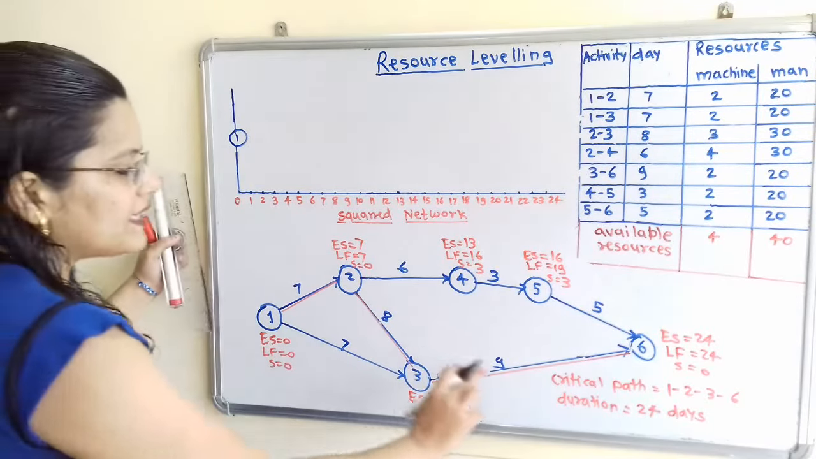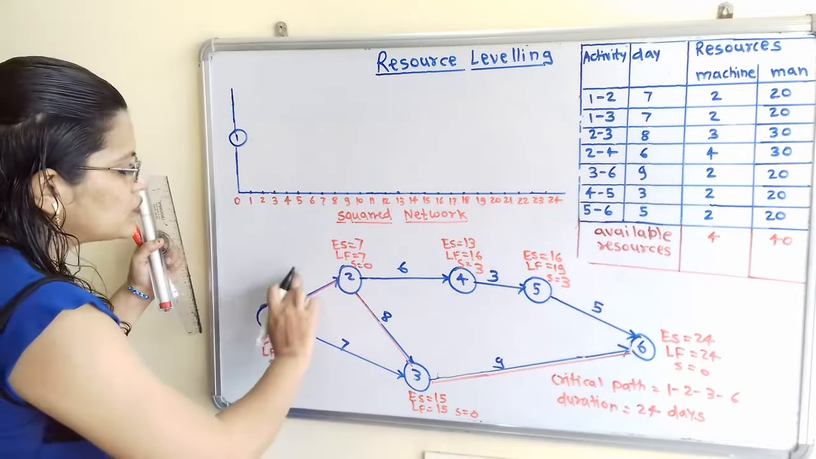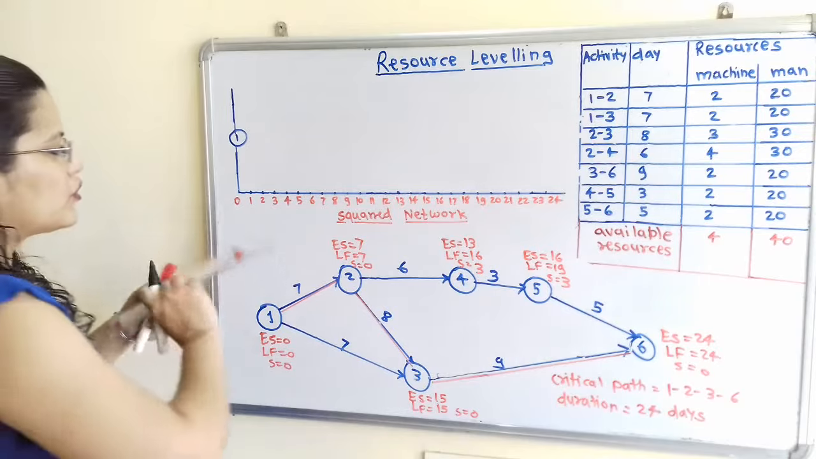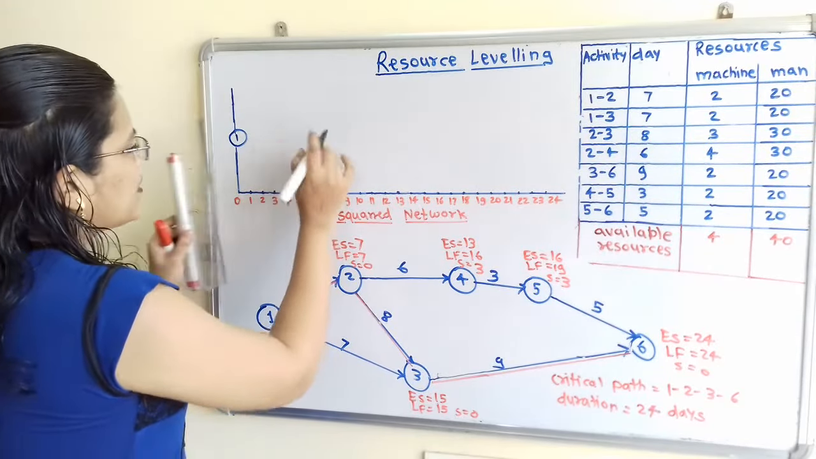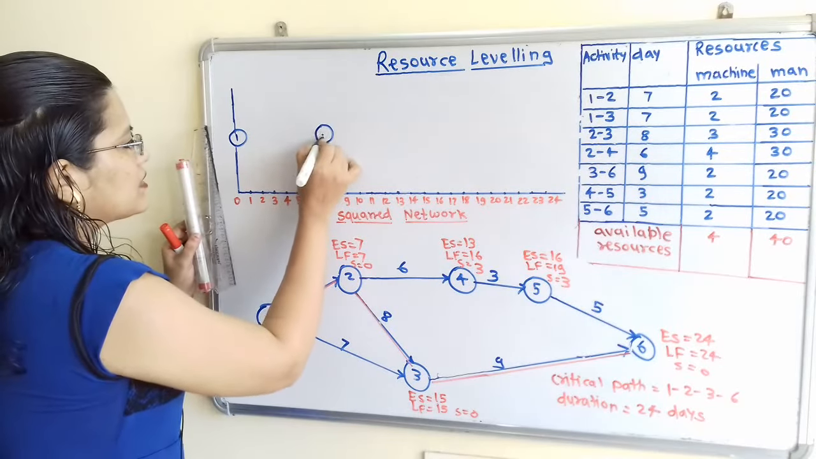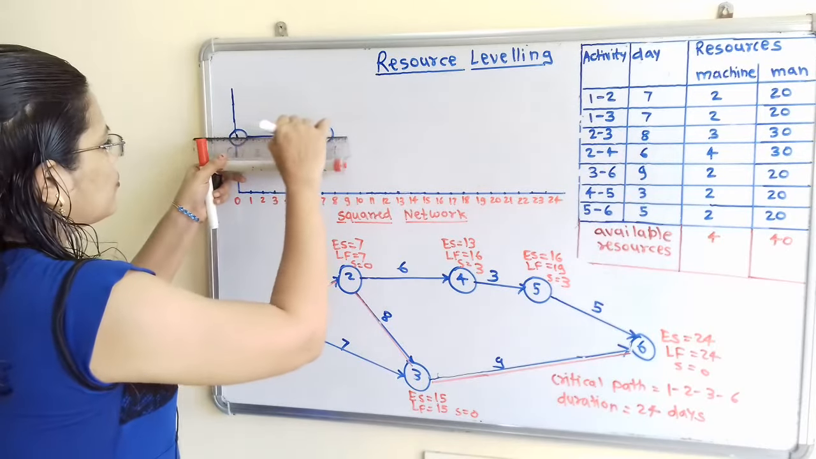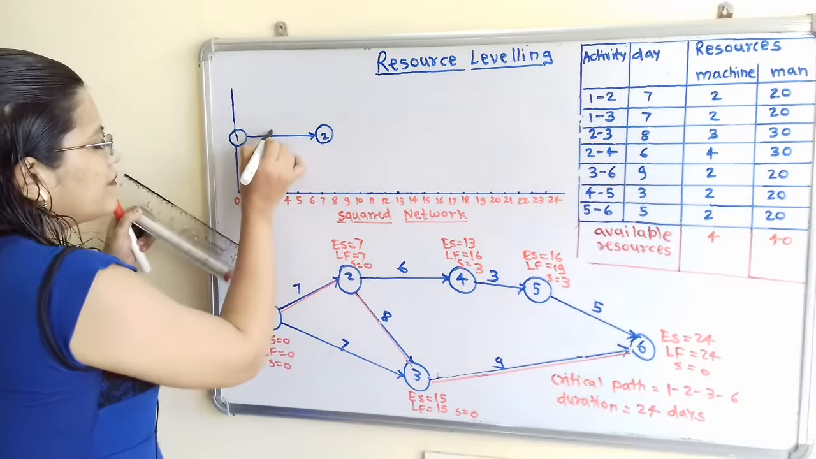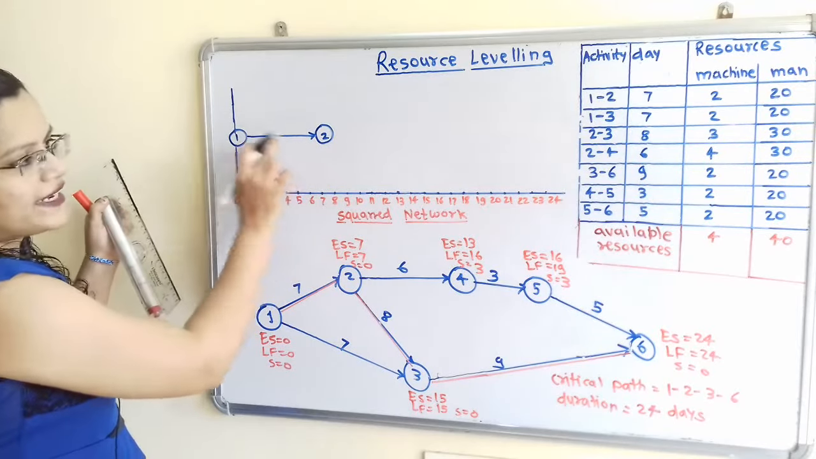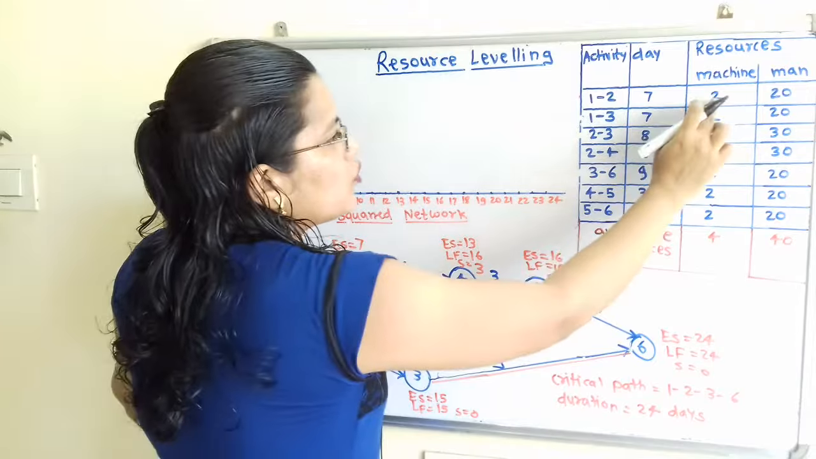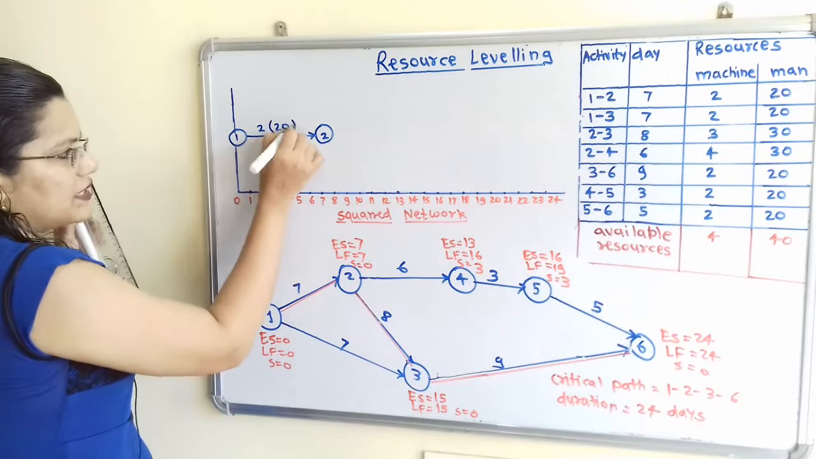Now the activity on the critical path is 1 to 2. For this 1 to 2, 7 days are required. So here is the number 7. If I select the point here, I will take here the node 2. Now we will join this 1 to 2. And we have to plot the resources for this activity. For 1 to 2, 2 machines and 20 men. So we will plot here 2 in the bracket 20.